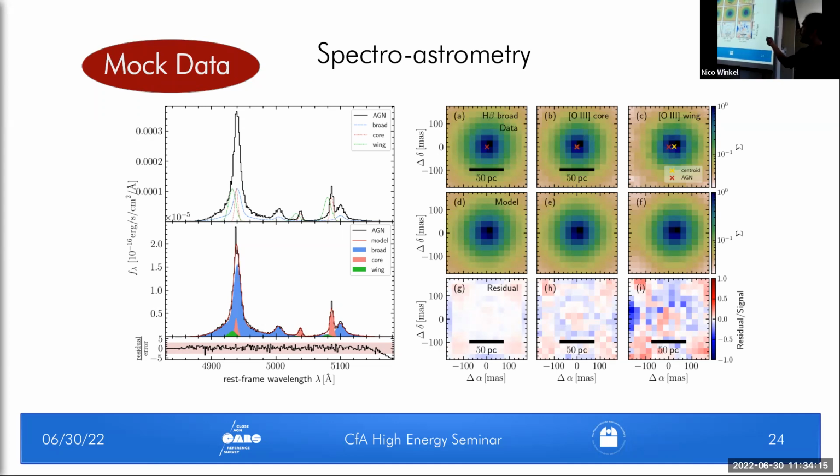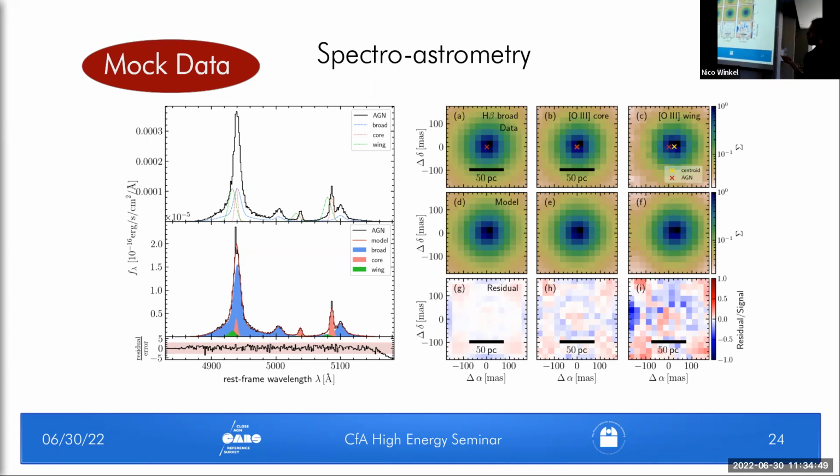And for the mock data, I have shifted the wing component by 1 pixel here. And then you can see that the model of the surface brightness profile I fit to it also reproduces the line shape and the surface brightness distribution well. So here we can say with high accuracy that this component must be offset by 1 pixel. And it turns out that this method works well down to an offset of 0.1 pixel, which corresponds to 1 parsec in the galaxy frame.